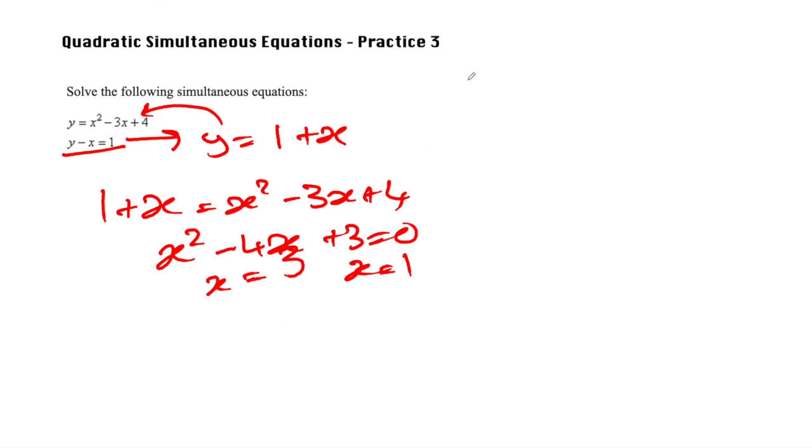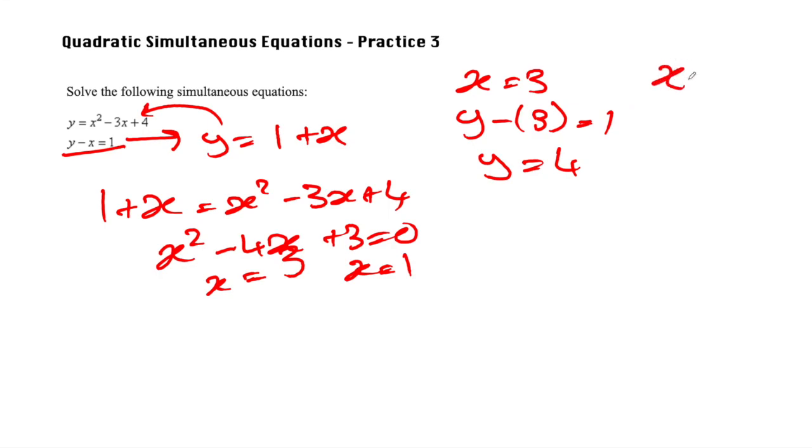So then we use that, so x equals 3, y minus 3 equals 1, so y equals 4. Then x equals 1, y minus 1 equals 1, y equals 2. Two sets of solutions there as well.